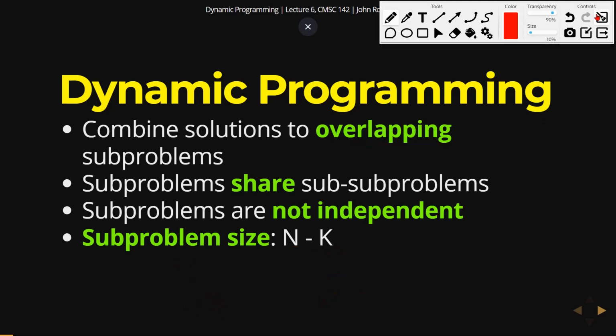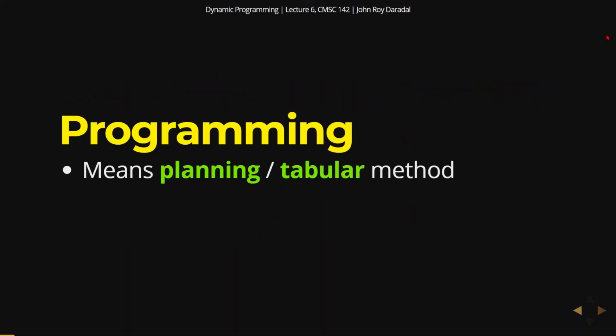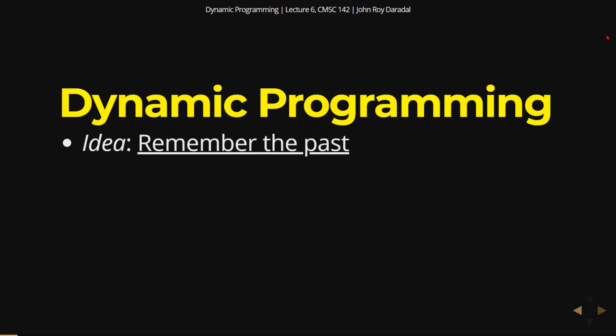Okay, so by the way, the programming part in dynamic programming means planning. Okay, so you're programming like a program in, like, a show's program. It's a plan. So this refers to the tabular method, as we'll see later on. So programming here does not refer to writing code. Okay, so it means more of the plan.